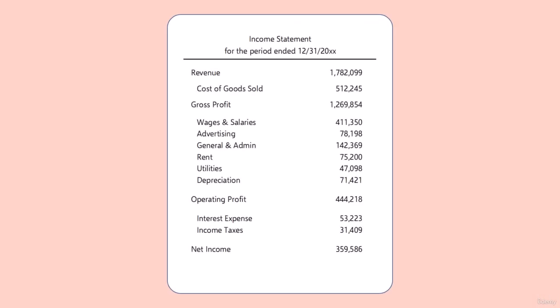Okay, so here we have a very basic P&L to demonstrate how the statement is formatted. Revenues are always listed at the top, followed by expenses, followed by net income at the bottom. Now, depending on your experience level, there may be some terms on this slide that you're not quite familiar with, and we'll dive into these later in the next few lessons.